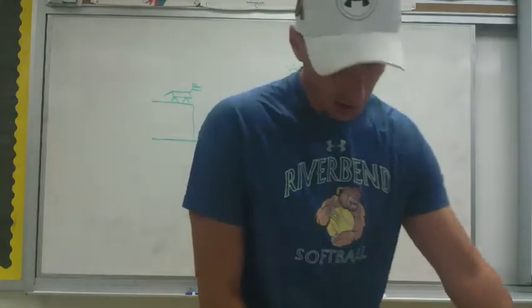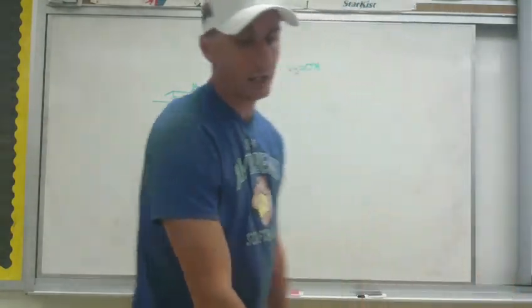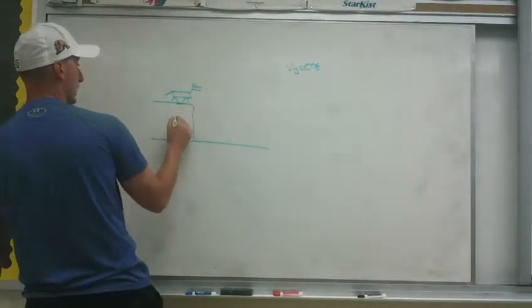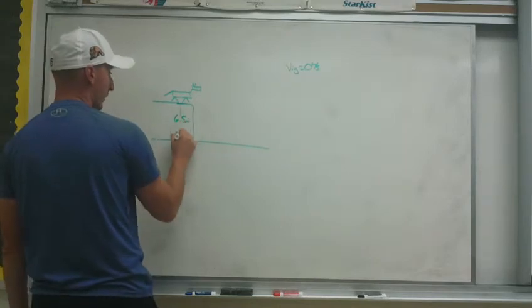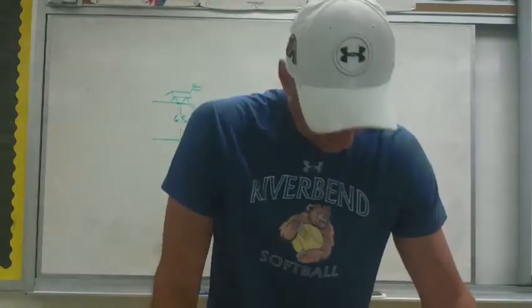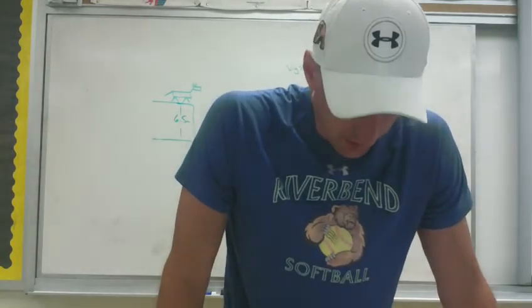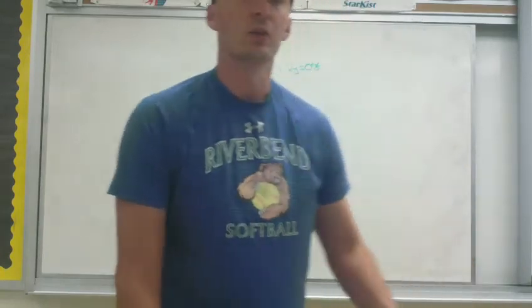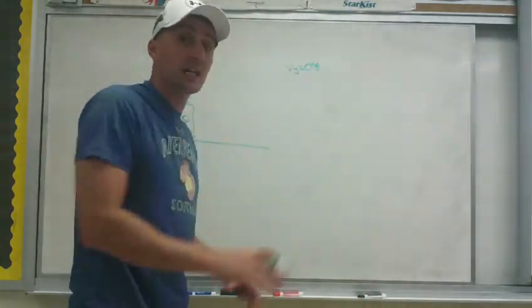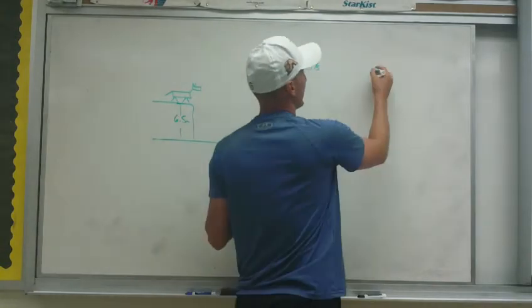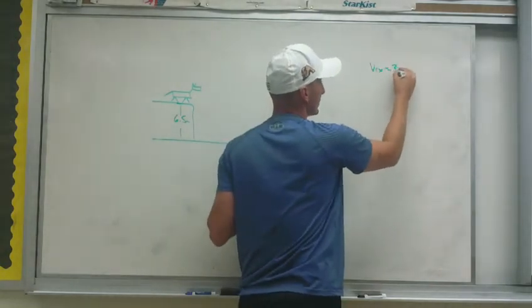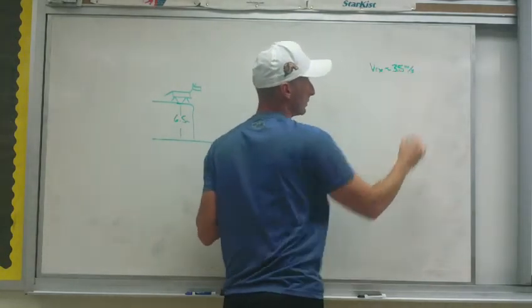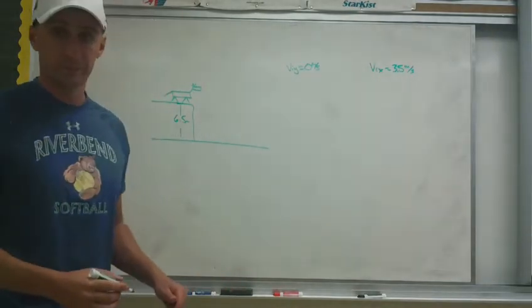So again, let's build this. It says the rock is 6.5 meters high, so this rock is 6.5. It jumps out with a speed of 3.5 meters per second. Since it says horizontally it jumps out, any velocity they give me is going to be my initial velocity in the x direction.